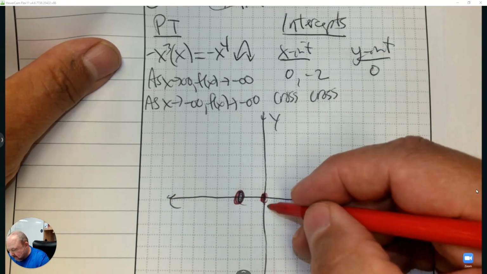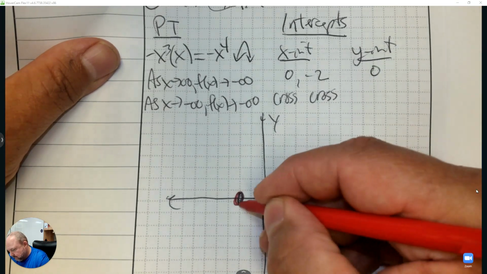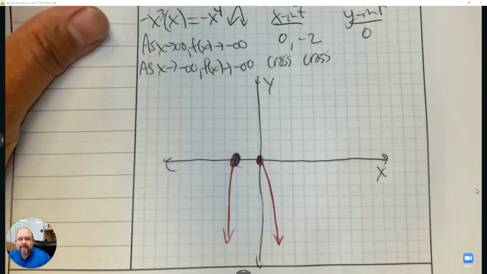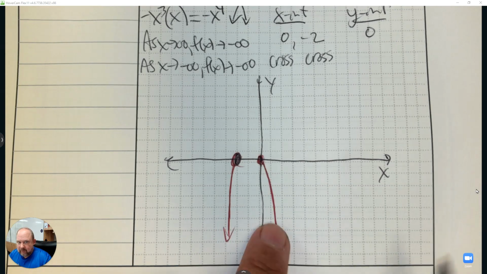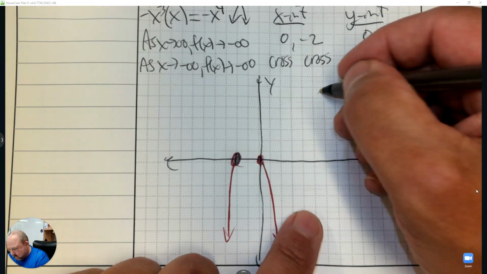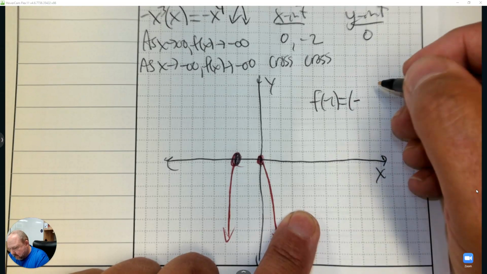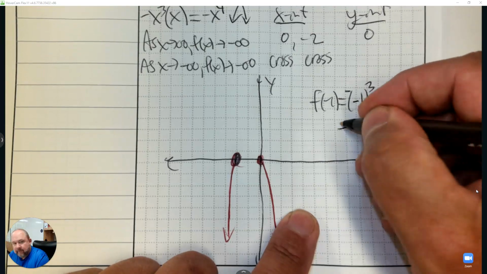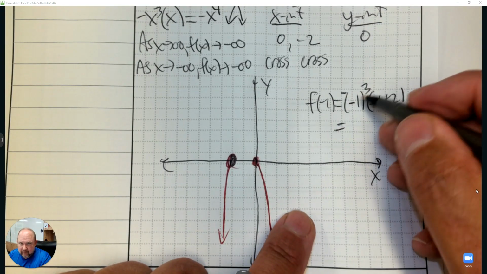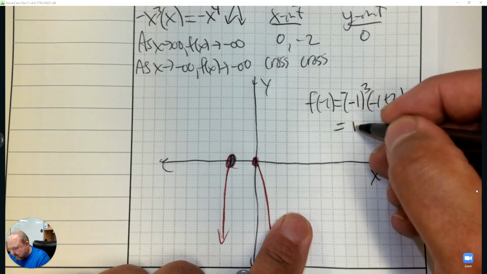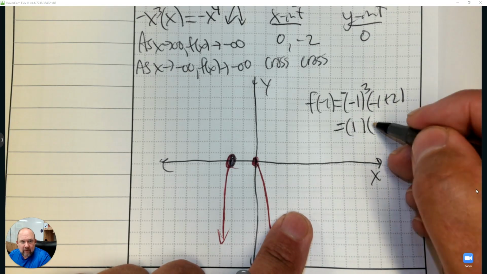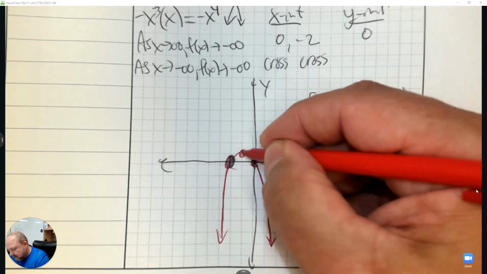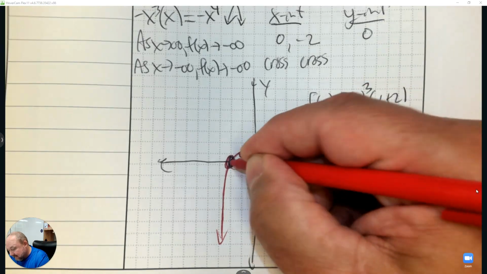The end behavior, both ends go down. So we have only one value to plug in between the intercepts. That's negative 1. So negative 1 cubed is negative 1, and a negative times a negative is positive. Negative 1 plus 2 is 1. So altogether that's positive 1. And that's it.